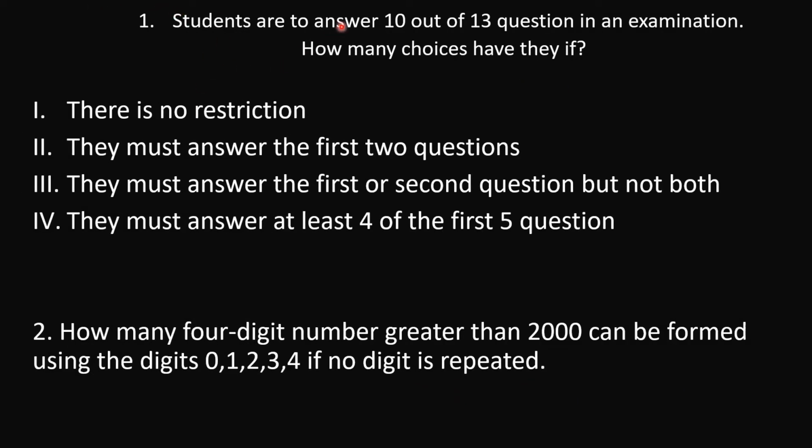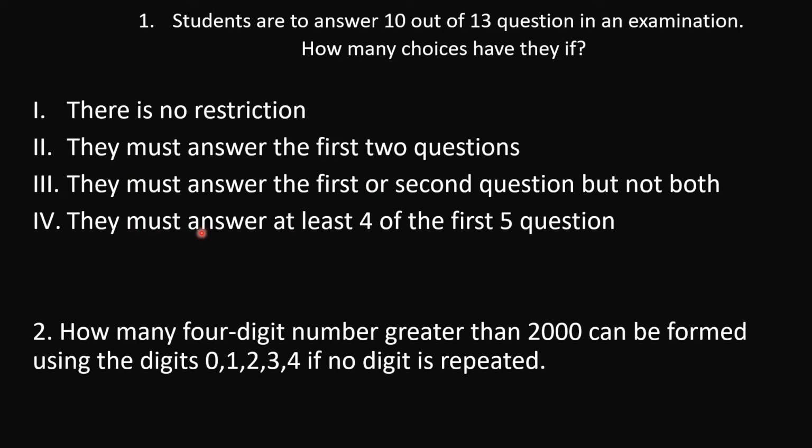The students are to answer 10 out of 13 questions in the examination. How many choices have they? If there is no restriction, it means there is no compulsory question. You have to answer any of them. They must answer the first two questions. They have two compulsory questions. They must answer the first or second question, but not both. The two questions are still compulsory, but you can answer any of them, only one of them.